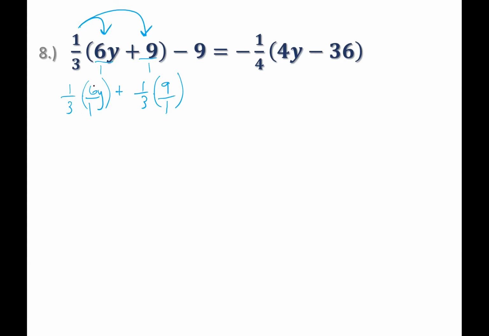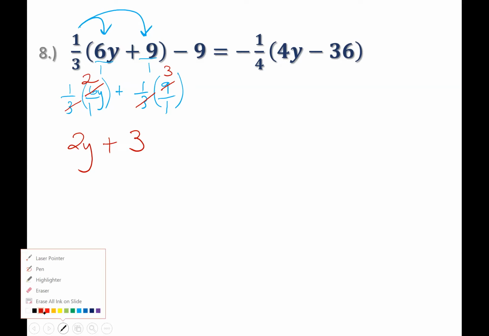So with the 1/3 times 6y, the 6 can be divided by 3, we get 2. So it's really like 1 times 2y, or just 2y, plus. Moving on to the 1/3 times 9, the 9 and the 3 cancel out to just 3. So it's really just 1 times 3, which is 3. Okay, that all came from just distributing the fraction and then simplifying. So again, what we did is 1/3 times 6y plus 9. 1/3 times 6y became 2y. 1/3 times 9 became 3.